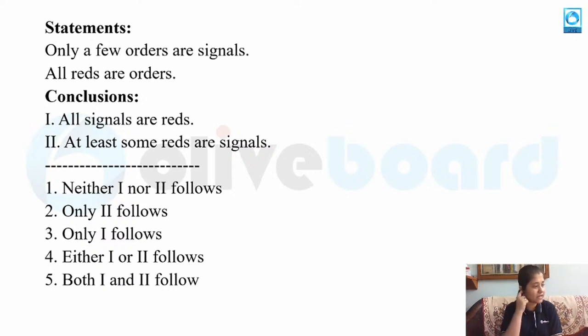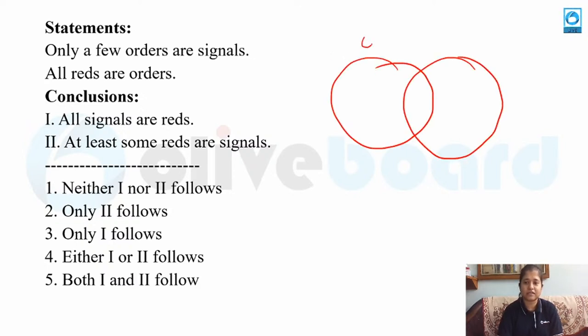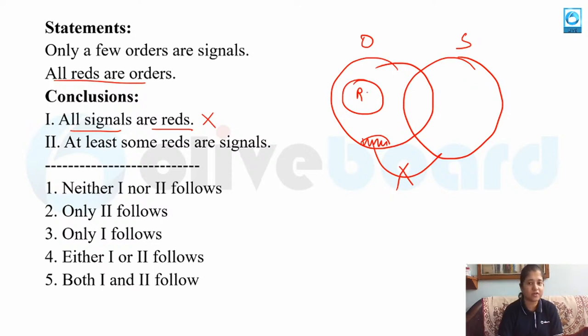How many of you gave the right answers to this one? 72%. Now that's a very low score for such a question. Only a few orders are signals. Let's say this is your orders and this is your signals. Some portion of orders will never be a part of your signal. All red are orders, so this is your red here. This will not necessarily be interacting with your signal, so "all signals are red" is definitely not true here.